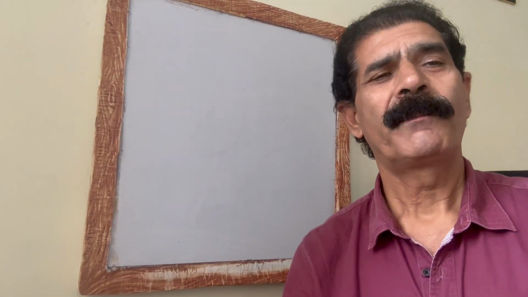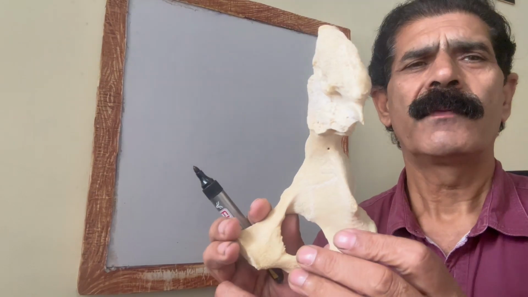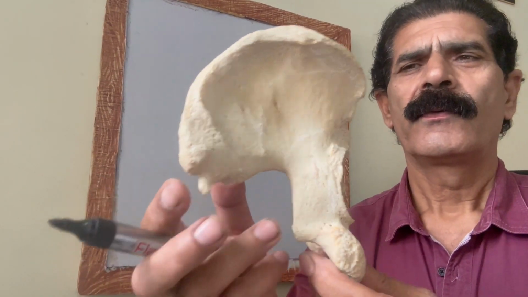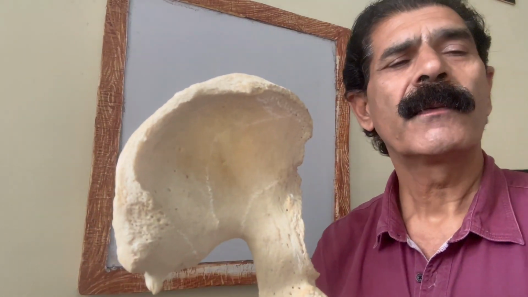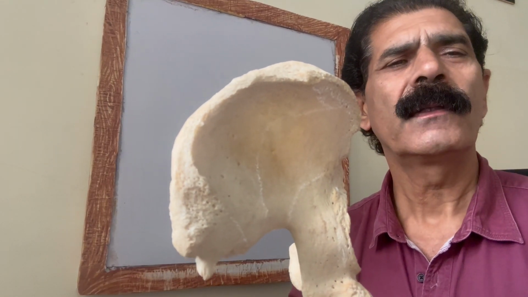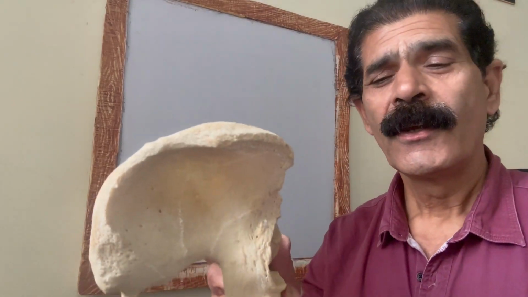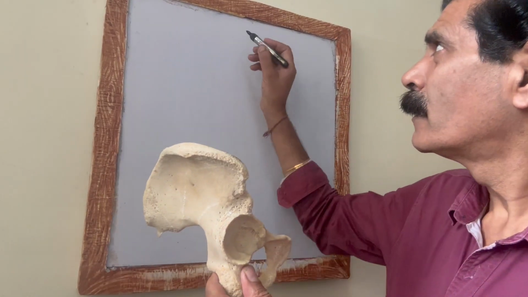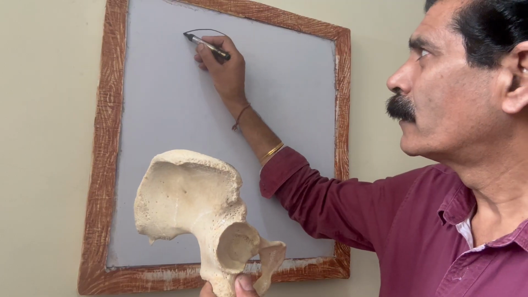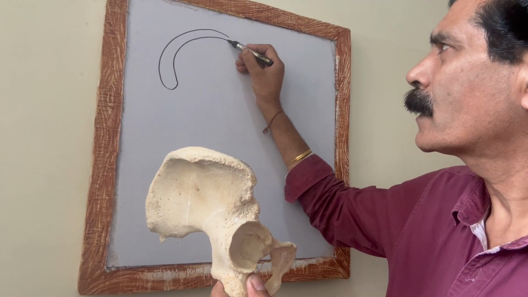So today we will do the pelvis and the hip bone part of the pelvis, that is the hip bone. It is made up of three bones: number one, the ilium, the largest bone; number two, the pubis; and number three, the ischium. The ilium is the largest part, and if you see from the front, the ilium is seen as the uppermost part, which is called the iliac crest.